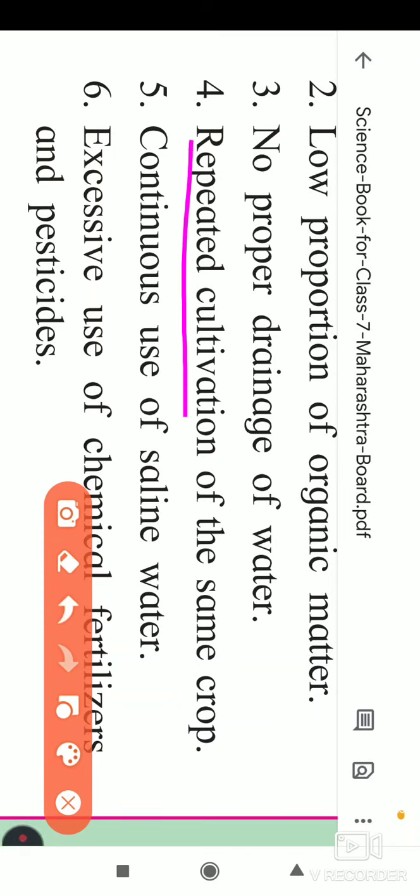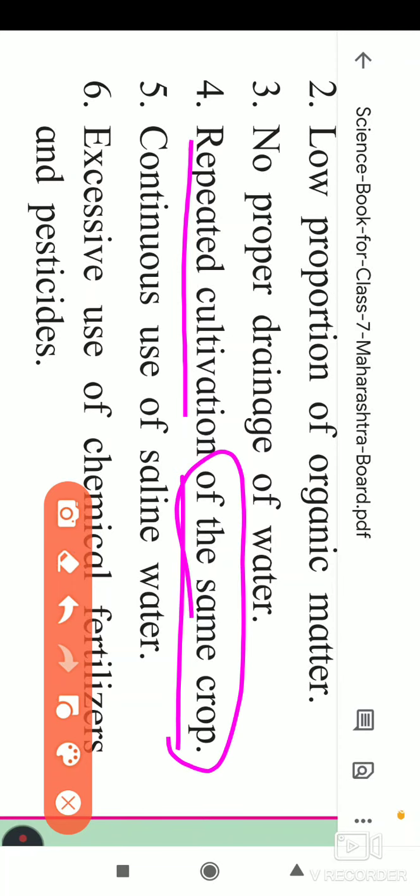Repeated cultivation of the same crop: some people, for the purpose of getting more and more benefit, use the same type of crops, which are cash crops like tobacco or sugar cane. Due to this also, when we take the same kind of crop, the soil's fertility reduces.